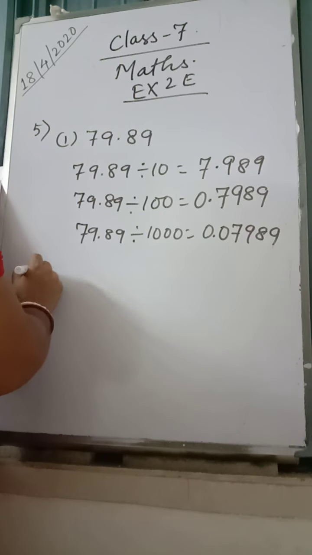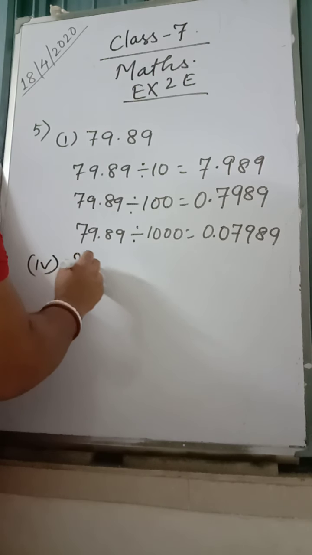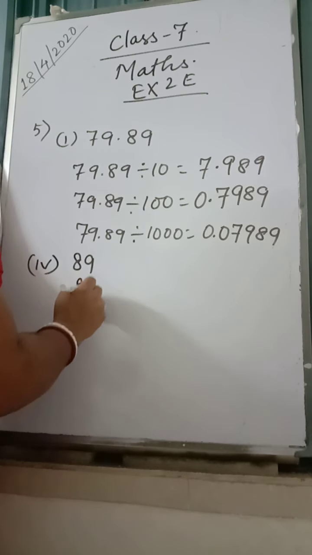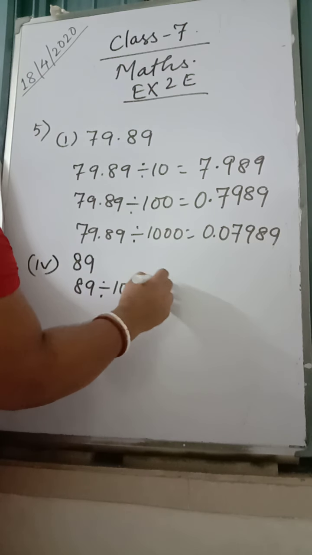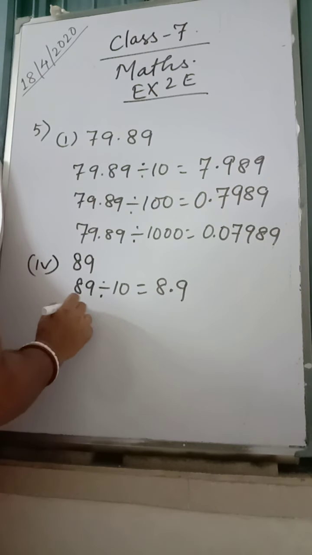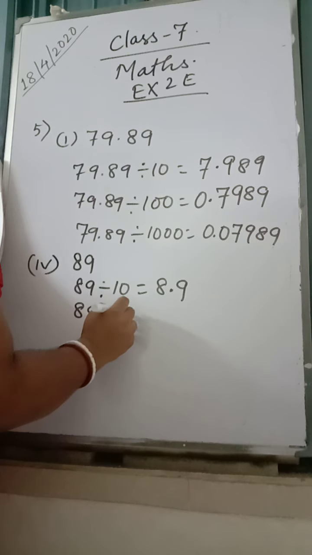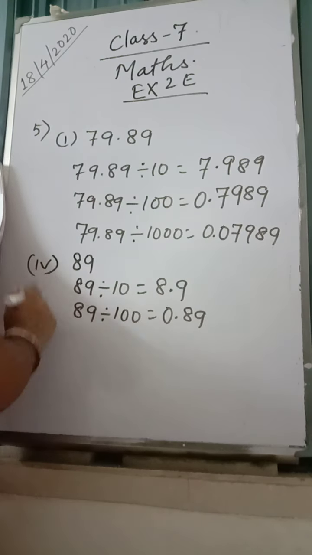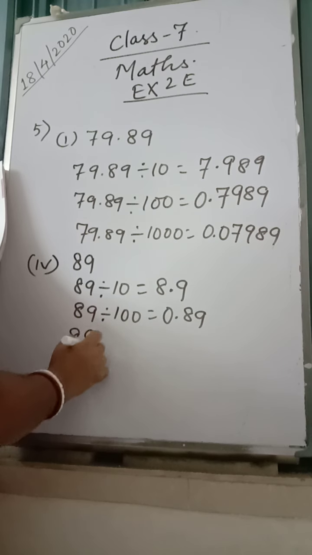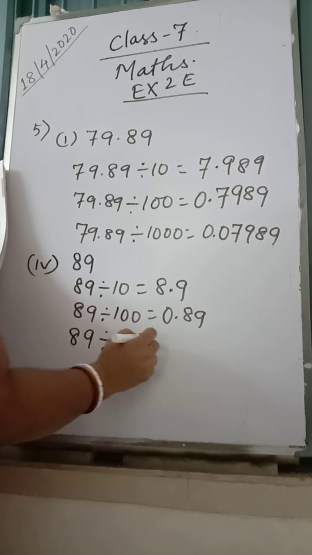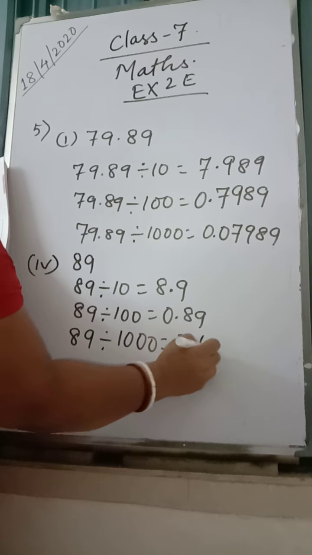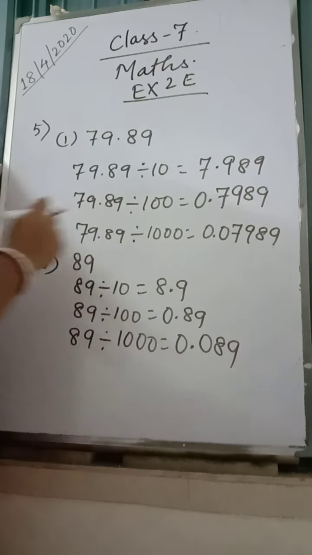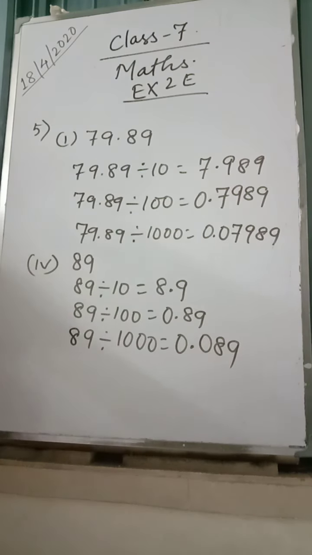Then see number 4, it is given 89. So 89 divided by 10 gives you 8.9. 89 divided by 100 gives you 0.89, moving the decimal backward. And 89 divided by 1000 gives you 0.089. This is for question number 5.